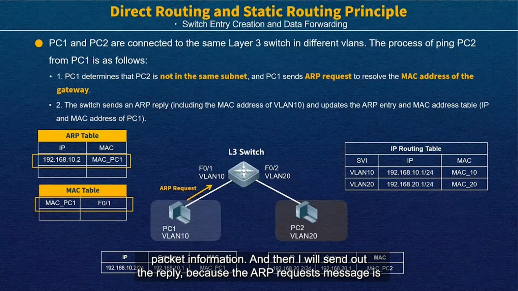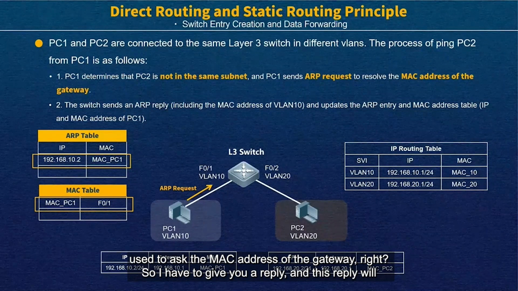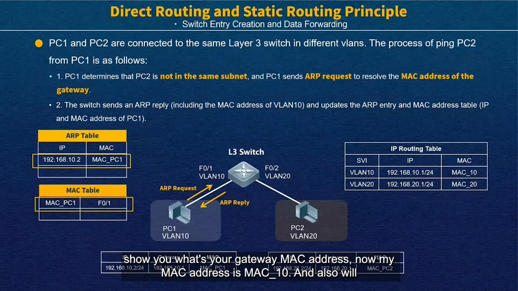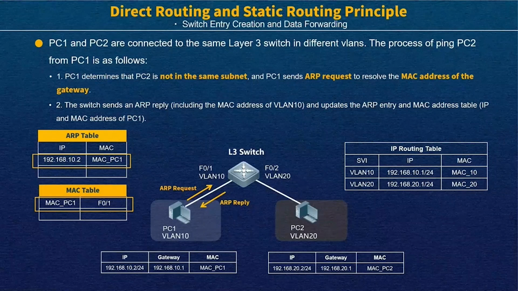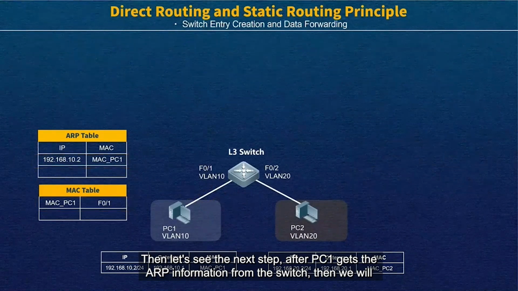And then I will send out the reply, because the ARP request message is used to ask the MAC address of the gateway, right? So I have to give you a reply. And this reply will show you what your gateway MAC address is. Now my MAC address is MAC address -10. And I will also update the ARP entry and MAC address table. About this process we already explained before. Then let's see the next step.